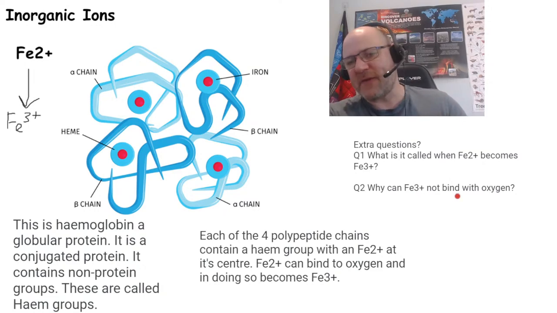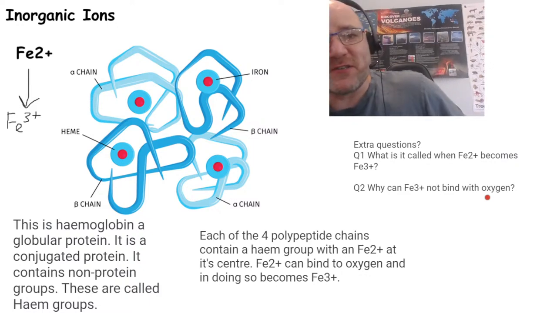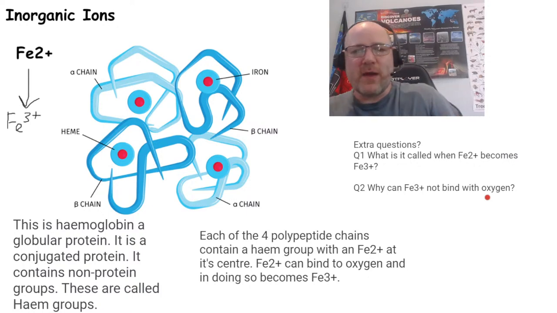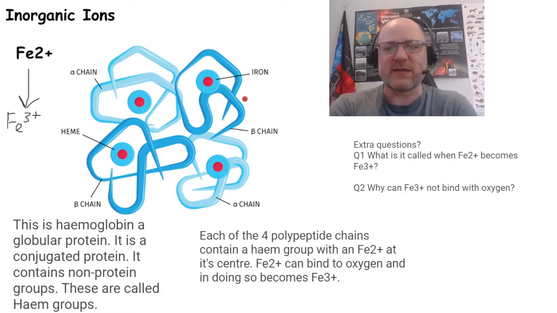Why can Fe3+ not bind with oxygen? Well, it doesn't have any electrons left because it just gave one away. So Fe3+ can't pick the oxygen up. It becomes Fe3+ when it has the oxygen, but it can't pick up any more oxygen after that. So each iron can only bind to one oxygen.